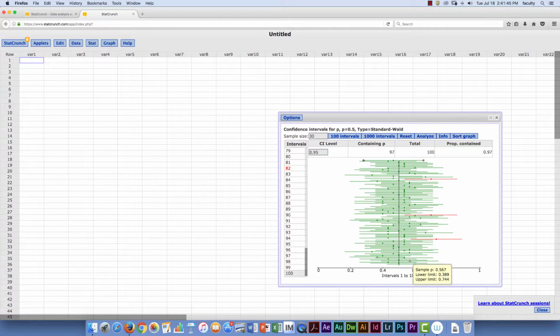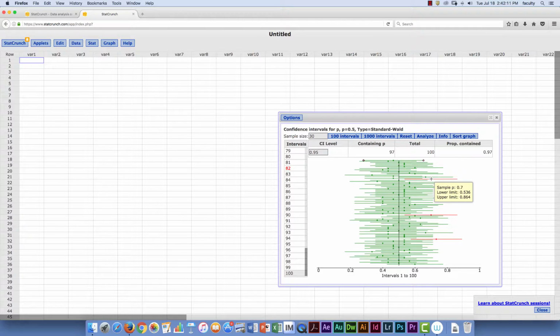In this interval, the dark dot indicates the sample proportion. So we can see that this one has a sample proportion of 0.43, a lower limit of 0.256, and an upper limit of 0.611. Now you'll notice that many of the confidence intervals are green, but a few are red. So let's take a look at a red interval. Let's look at this interval right here.